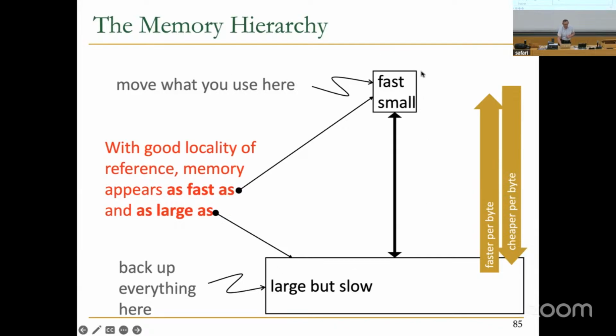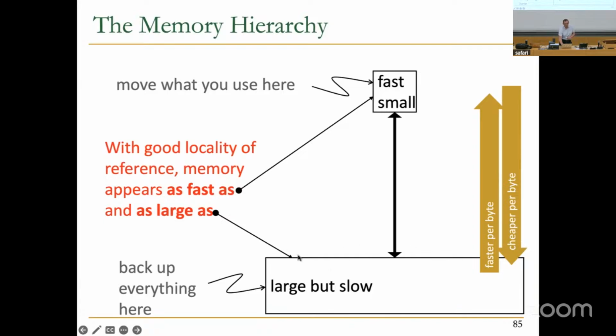So you move what you use here, and you hope that you're going to access what you use again and again and again, right? So row buffer was one example, right? You moved a lot of data into the row buffer in DRAM, and you hope that you access the row buffer again and again so that you don't need to activate another row in DRAM. So that was an example of a fast and small cache from the DRAM perspective. We're going to build SRAM caches that are faster and smaller. Okay, and then you back up the large data here.